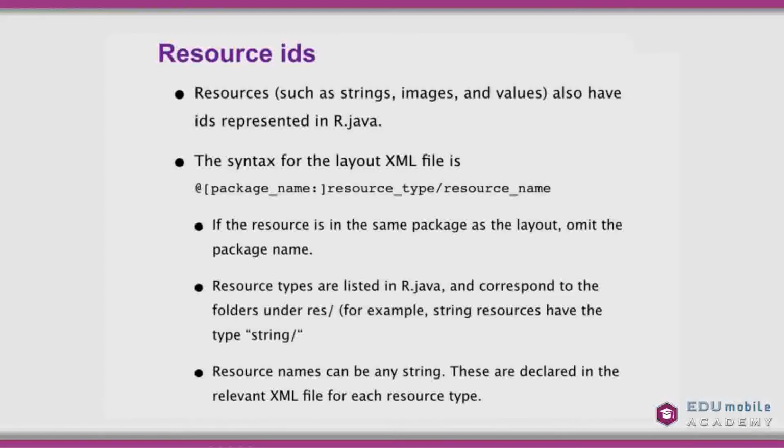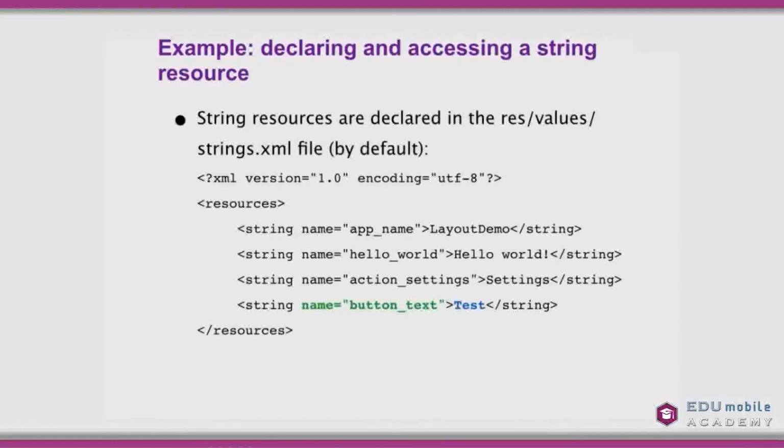So let's look at an example. Suppose we have a string that we want to define here, and the string name is button text. This becomes a resource, and this is located in the res/values/strings.xml file. Now, any string defined in any file under values with a root node of resources is going to come up in the strings list. So R.string is going to find any string in any file.